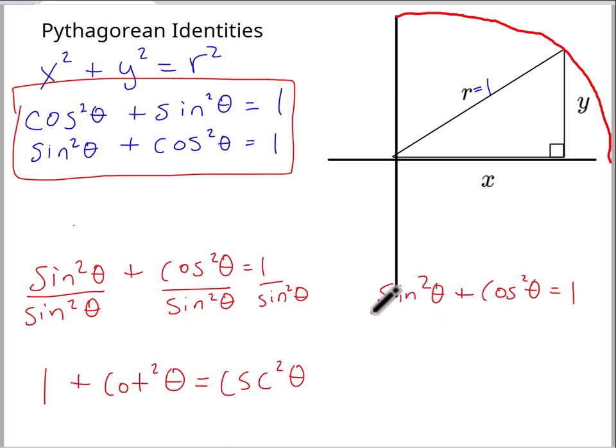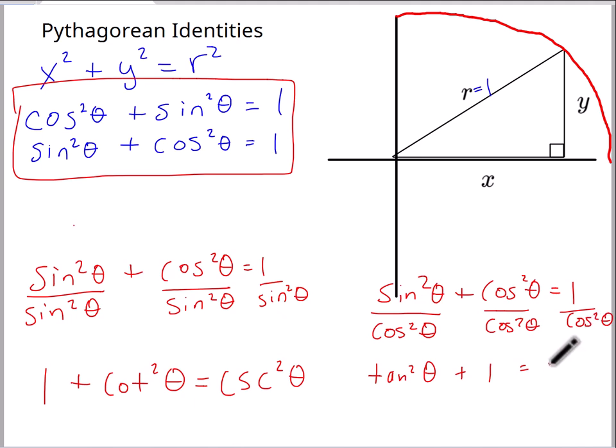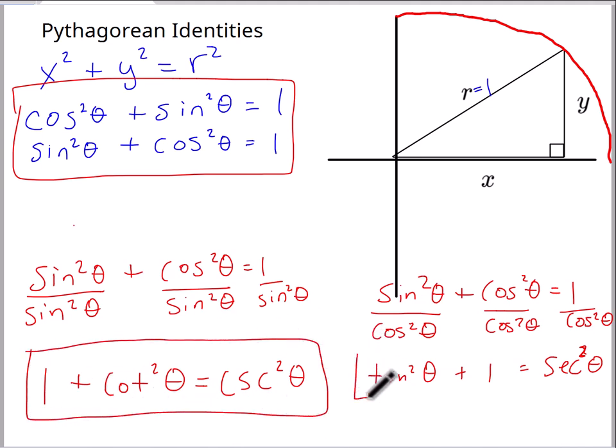Then on this one, we're going to divide everything by cosine squared. Sine over cosine squared this time is tangent squared. Cosine over cosine is our plus 1, and 1 over cosine squared is secant squared. So you can write 1 plus tangent squared or tangent squared plus 1 on that one. That's the one in the middle on your paper, and it will be secant squared. And so these are our Pythagorean identities.